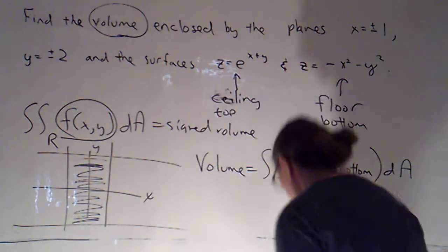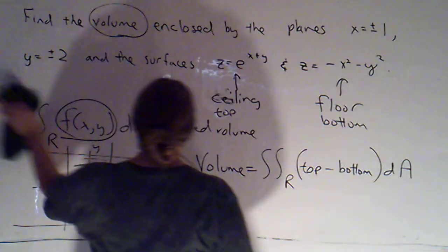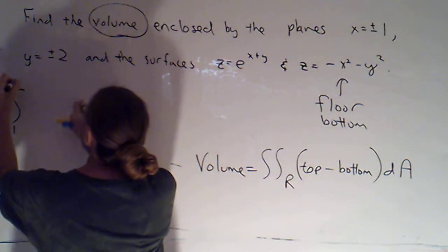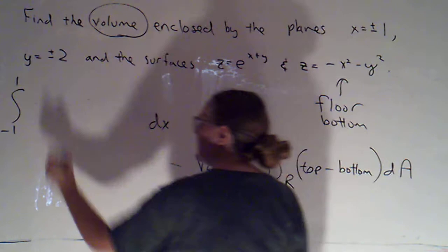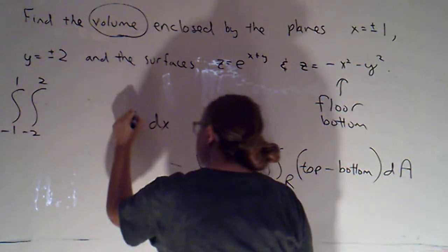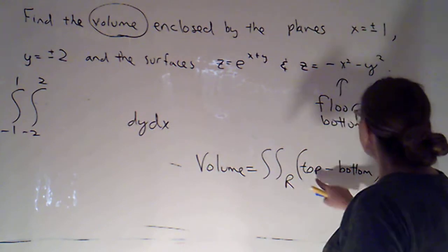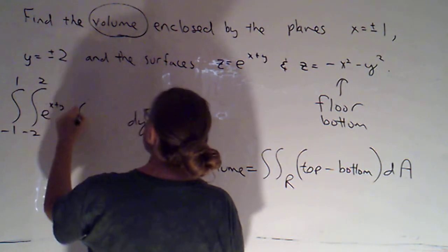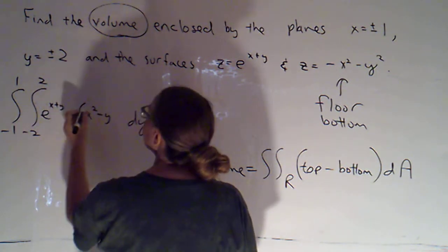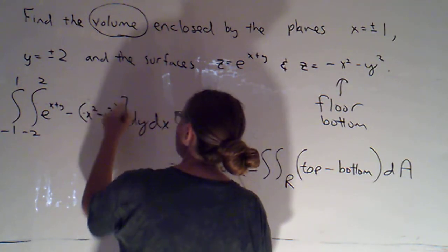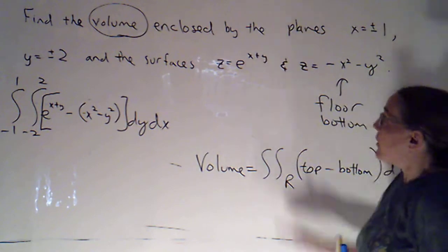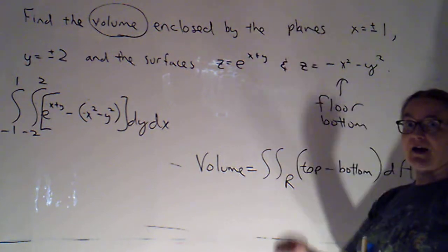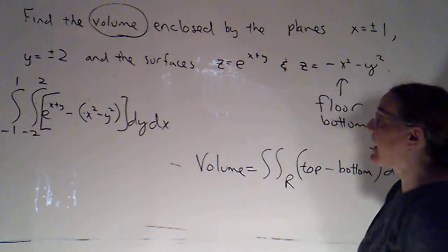Okay, so I'm thinking that means that I can set up this integral. We'll be going from -1 to 1 with respect to x. We'll be going from -2 to 2 with respect to y. And if we're doing top minus bottom, it's going to be e^(x+y) minus the quantity negative x squared minus y squared. So I'm not integrating these functions individually, I'm integrating the difference between them. Top minus bottom gives me that vertical distance, which is going to be the height of things.